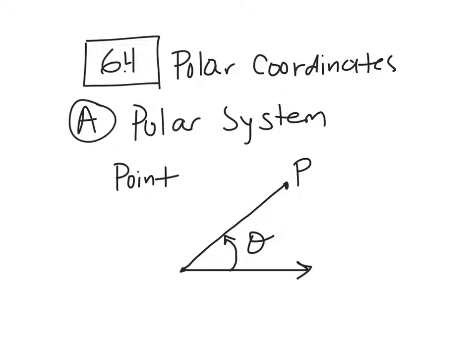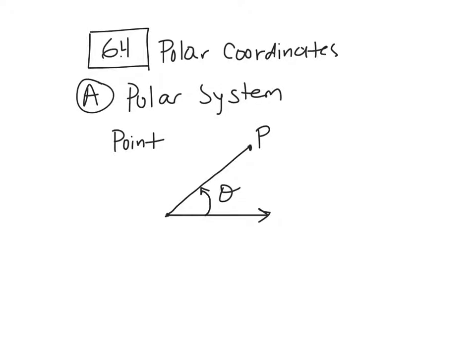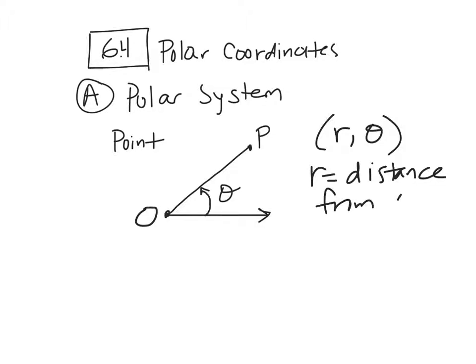Now usually we mark this point P as x and y. Not in polar graphing, we don't label it like that. Polar coordinates are labeled (r, theta). So P is equal to (r, theta), where r is the distance from the origin. All right, so we'll call this point O for origin. It looks like a 0 to me, but it's O. So r is the distance from O to P.